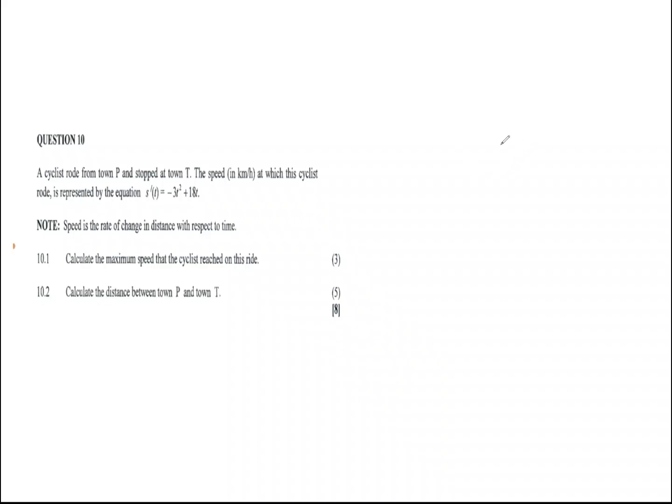Okay, question 10. We have our question here. It says a cyclist rode from town P and stopped at town T. The speed in kilometers per hour at which the cyclist rode is represented by this equation, right? So this is the equation to represent the speed in kilometers per hour. They say, note, speed is the rate of change in distance with respect to time.